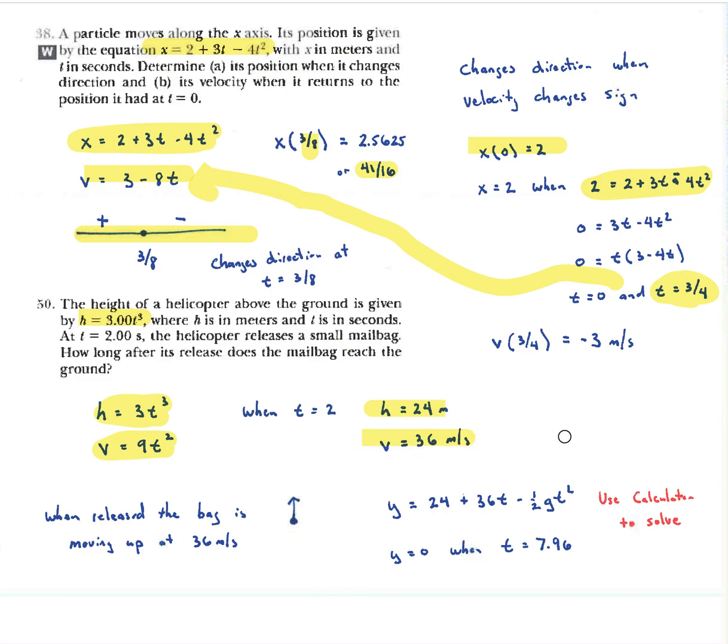Now we're going to release the package. Now remember, the package is the mailbag. The mailbag is in the helicopter. The mailbag is moving up at 36 meters per second because so is the helicopter. Everything in the helicopter is moving at 36 meters per second. So when you take this mailbag and you release it from the helicopter, you're not throwing it up or down, you're just releasing it. It is moving up with the helicopter at that exact same speed.